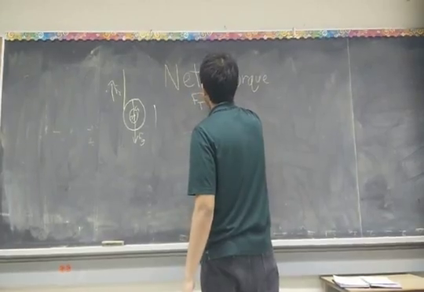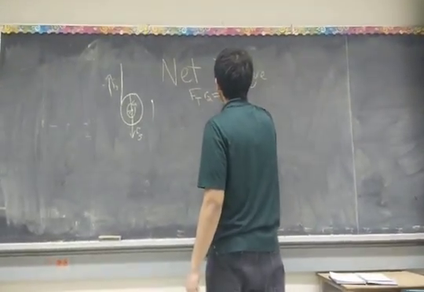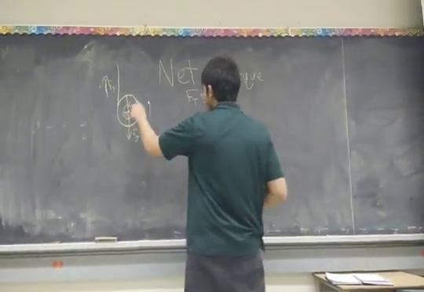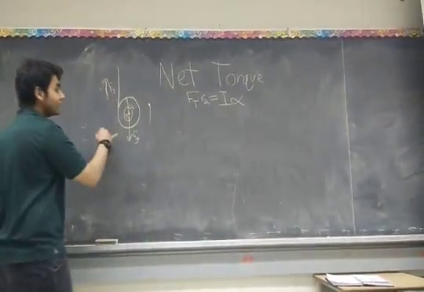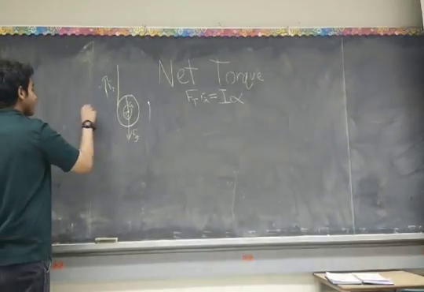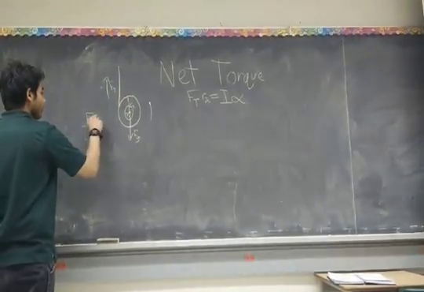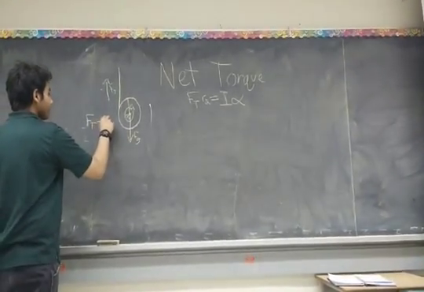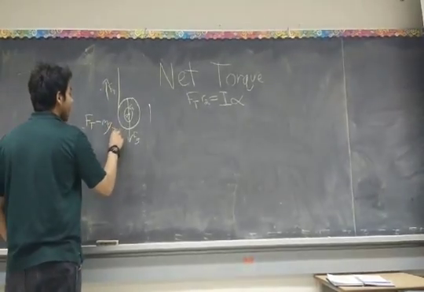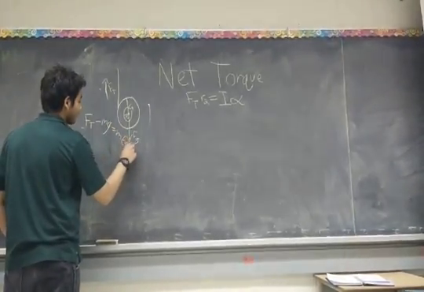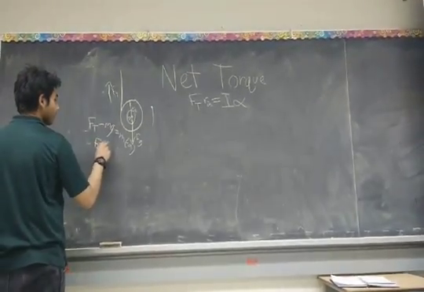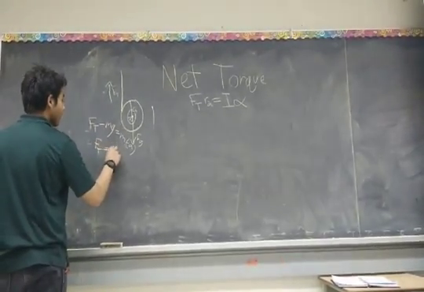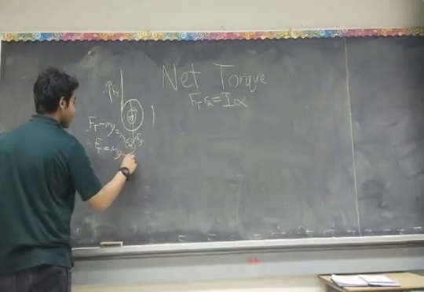Therefore, Ft times R2 is equal to the moment of inertia of the toilet paper roll times the angular acceleration. From this diagram here, we can see that Ft minus mg equals m times negative a, or that Ft equals mg minus ma.